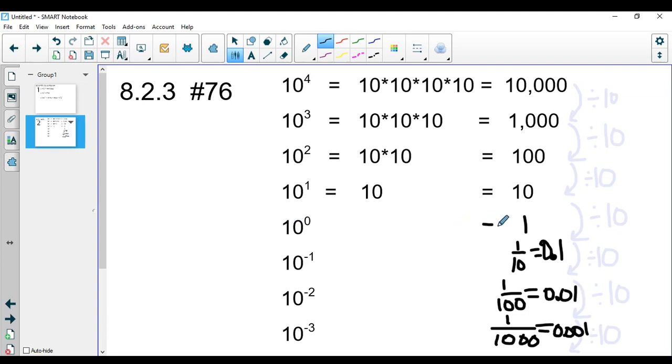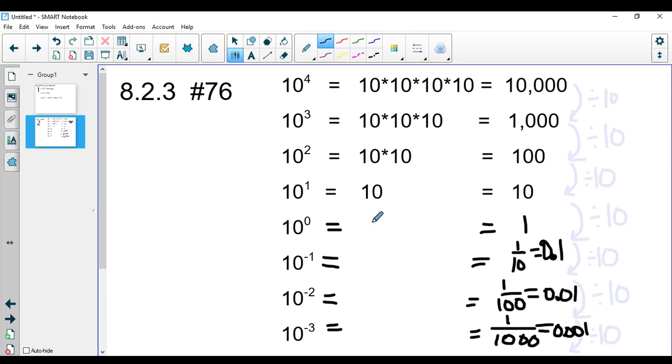Now, we can go back here and let's write it in factored form and see what's going on. So 10 to the 0 is equal in this pattern to the number 1. And that doesn't seem to make sense to a lot of kids right away until we think about it a little bit more. How many factors of 10 are in 10 to the third? 3. How many factors of 10 are in 10 squared? 2. 10 to the first has 1 factor of 10. How many factors of 10 are there in 10 to the power of 0?